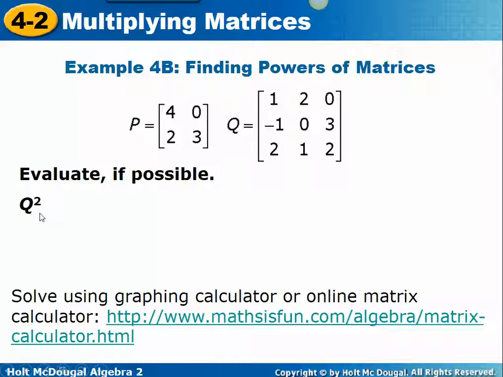This one asks us to do q squared. It's a 3 by 3. It's going to take a while the long way. Using the matrix calculator, you would just enter a 3 by 3 matrix and then click on the A cubed or A squared button, and that would square it for you.